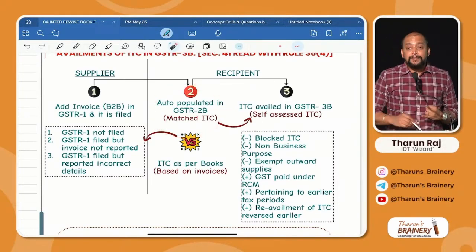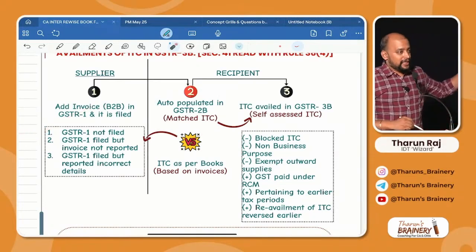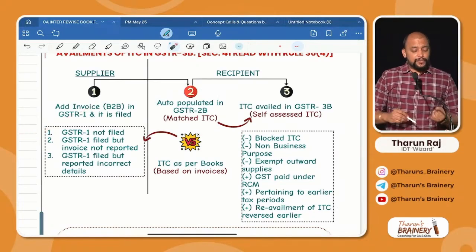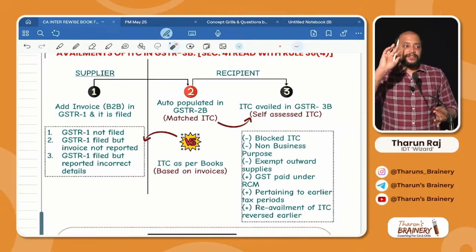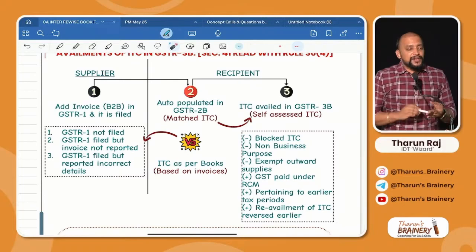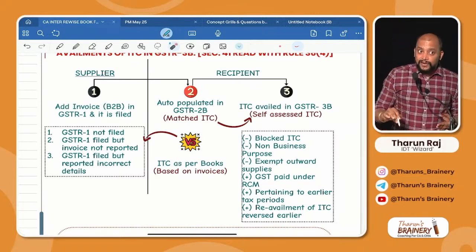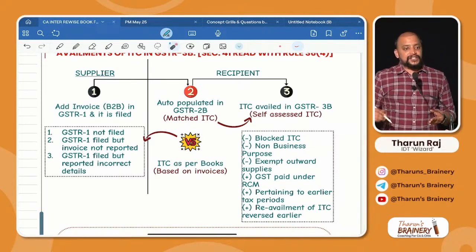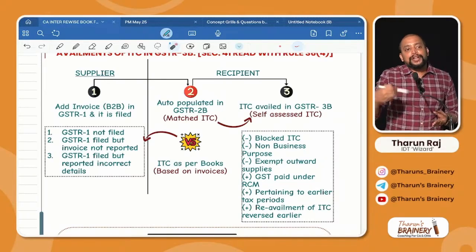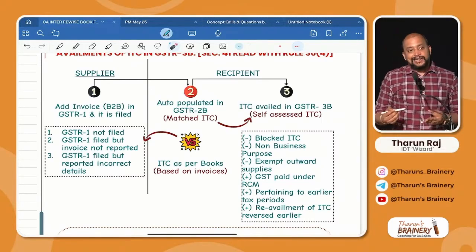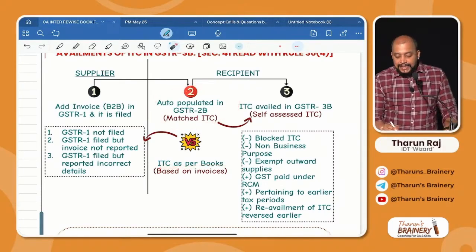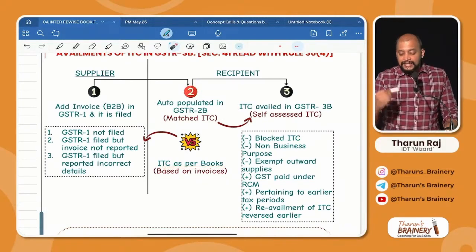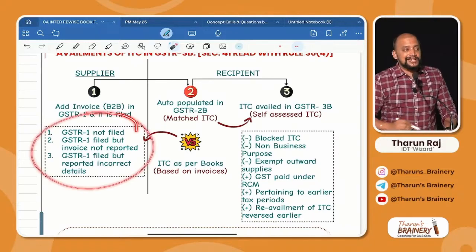Tell me. Number one, supplier did not file GSTR1. Is it clear? Supplier did not file GSTR1. Number two, supplier filed GSTR1, but he missed this invoice. Number three, supplier filed GSTR1 but reported incorrect details of the invoice. Instead of 18%, he reported 12%. Because of that reason, it will not be coming in 2B, but it will be there in books. Is it clear? ITC as per books, that is based on invoices, versus auto-populated in 2B. Why will there be a difference? Because of these three reasons.